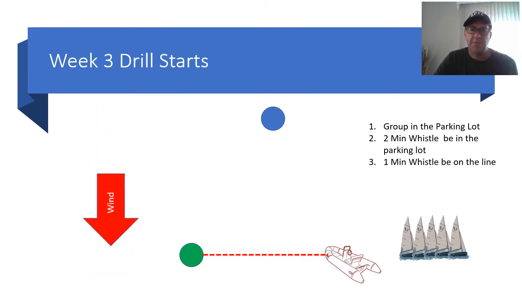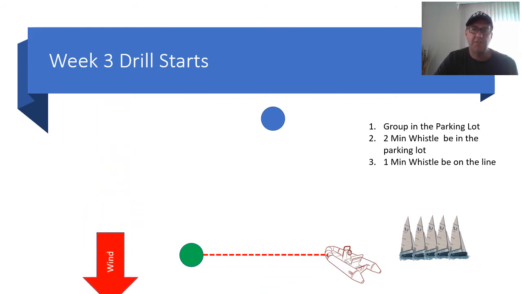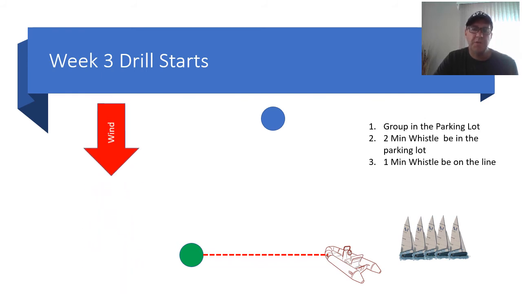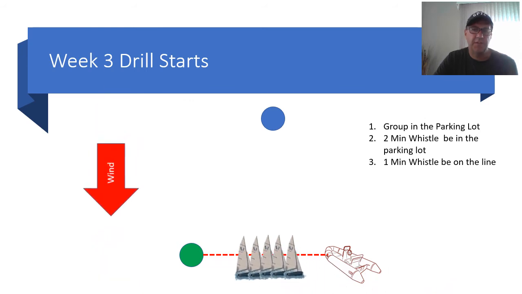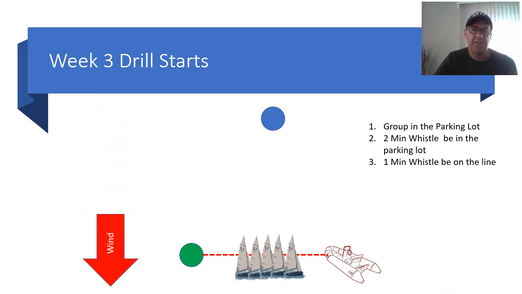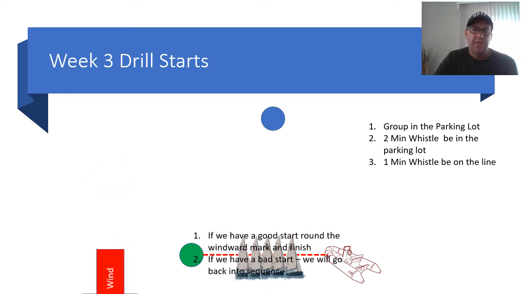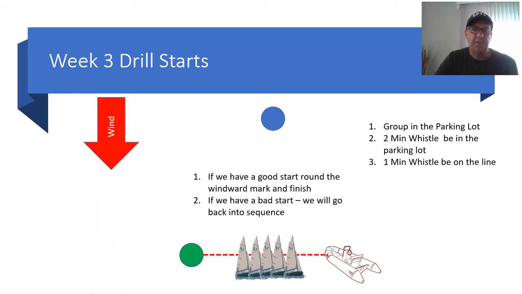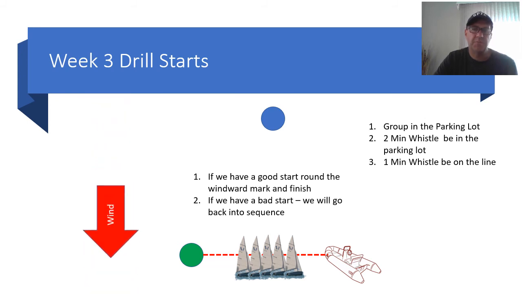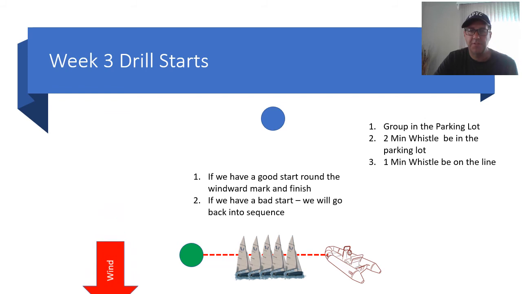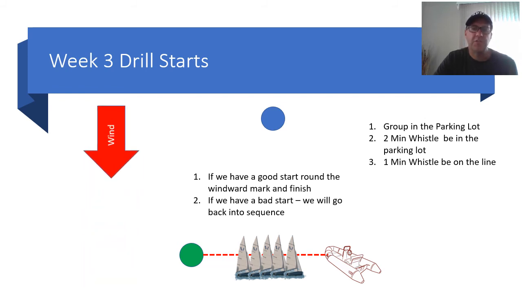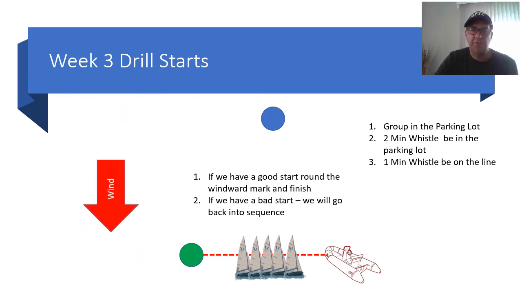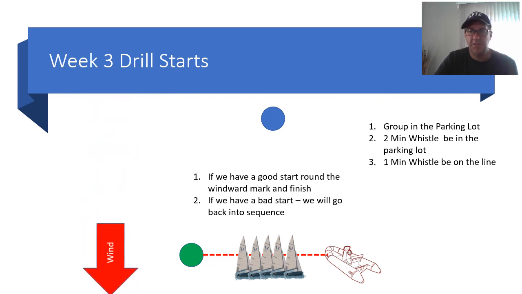Rather than do a full 3-minute drill, we're going to start at 2 minutes. So once you guys have grouped up in the parking lot, we'll do a 2-minute whistle. At the 1 minute whistle, we want you guys to be over at the start line, managing the start line. That's the idea here. If you guys are doing a good job of managing the start line and the majority of the fleet's over there, we'll allow you to go around the course. So you'll go up to windward and come back down through the start line, and we'll start over, re-rack and start over. If we have a bad start, we're just going to re-rack. You guys won't head back up. So the focus really is to continue to build your skill sets.